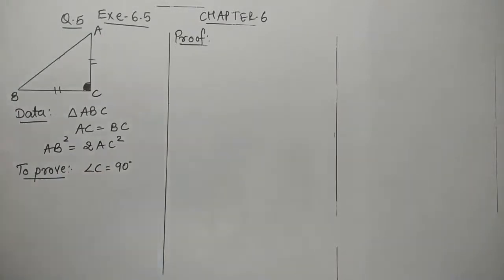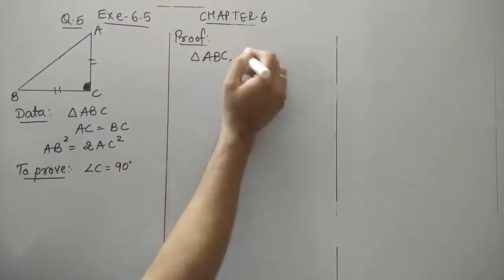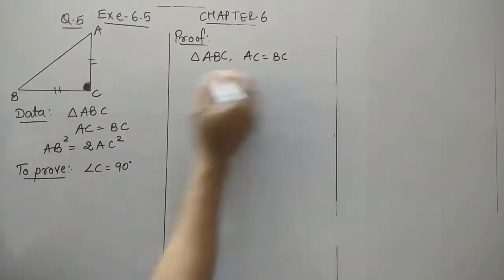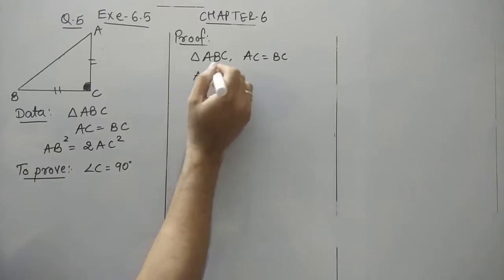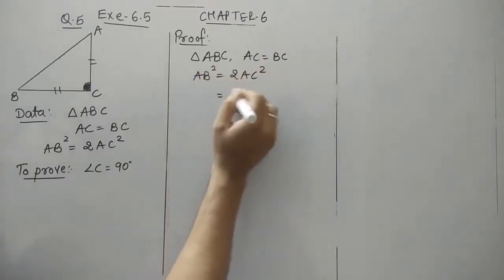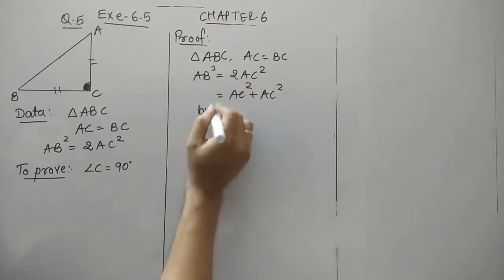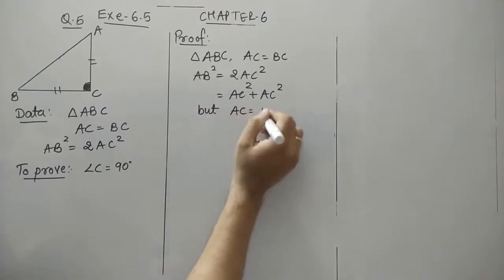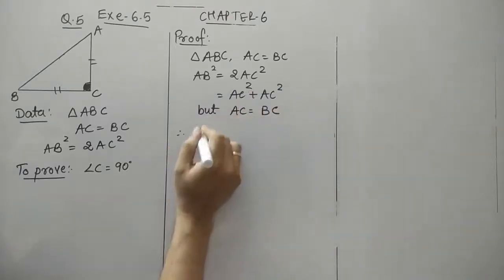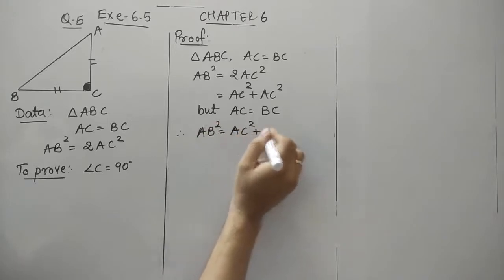So let's note down whatever is given. In triangle ABC, AC is the same as BC. One more thing is given, that AB square is 2AC square. This 2AC square, I will split as AC square plus AC square. But as given in the question, AC is the same as BC, so I can write AB square is AC square plus BC square.